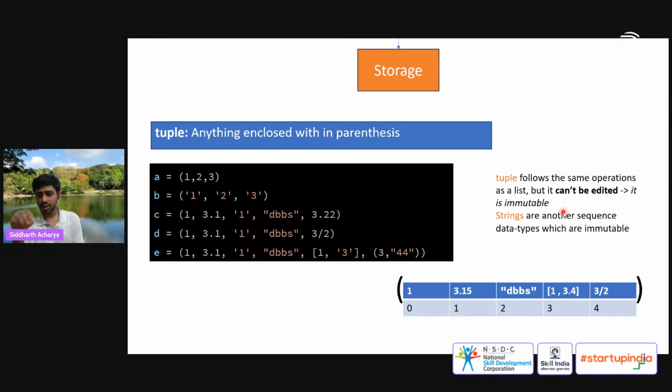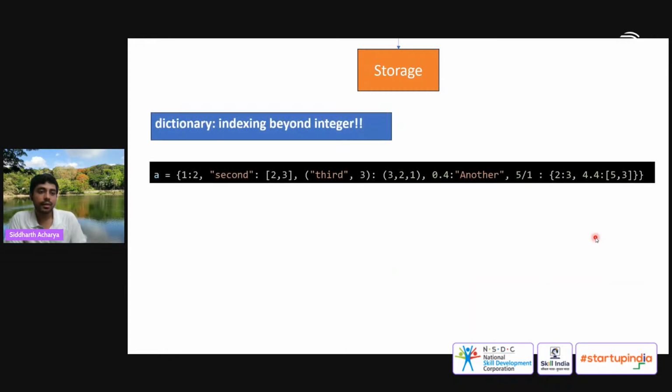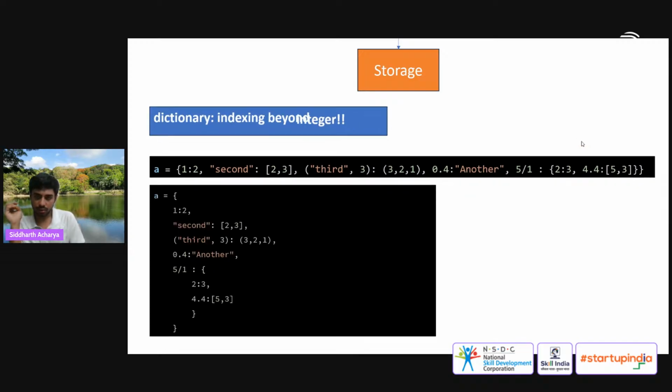String is another sequence data type, but it is not a container data type. It cannot contain anything. It is a sequence of characters or a sequence of substrings. Strings are also indexed, and strings are also immutable. It means you cannot access a particular element and change it. You cannot do that with a string. The next thing is dictionary. This is how you define a dictionary. We saw this very quickly.